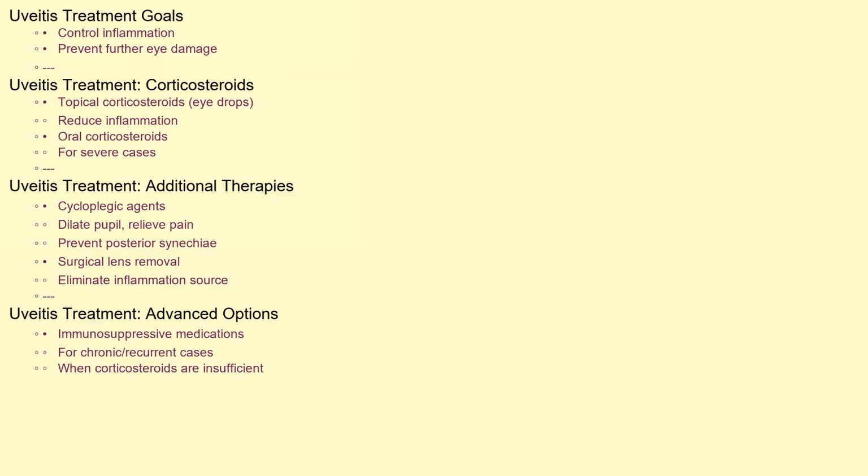The cornerstone of treatment is topical corticosteroids, eye drops that reduce inflammation. In more severe cases, oral corticosteroids may be necessary. Cycloplegic agents, which dilate the pupil, can also help relieve pain and prevent complications such as posterior synechiae, where the iris sticks to the lens. In some instances, surgical removal of the remaining lens material may be required to eliminate the source of the inflammation. Immunosuppressive medications might be considered in chronic or recurrent cases where corticosteroids are not sufficient.